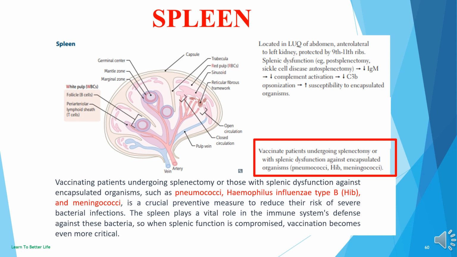Vaccinating patients undergoing splenectomy or those with splenic dysfunction against encapsulated organisms, such as pneumococci, Haemophilus influenzae type B, Hib, and meningococci, is a crucial preventive measure to reduce their risk of severe bacterial infections. The spleen plays a vital role in the immune system's defense against these bacteria, so when splenic function is compromised, vaccination becomes even more critical.